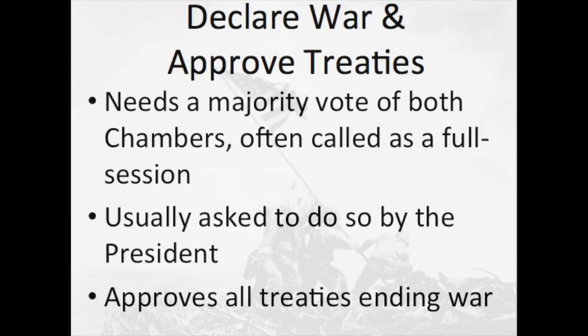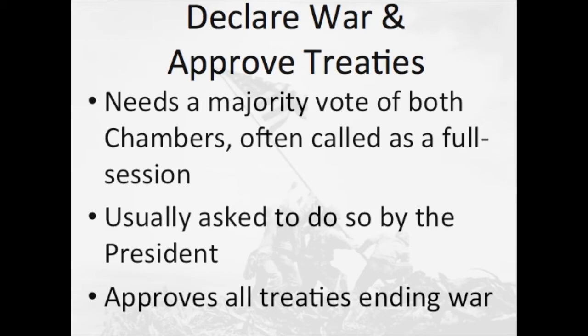Congress also has the power to end war. The president has the power to carry out war and to negotiate treaties. Treaties, remember, are agreements between different countries. There could be trade treaties, but treaties could also be used between two countries at war with one another to officially end it. So wars are started by Congress, and wars are officially ended by Congress.